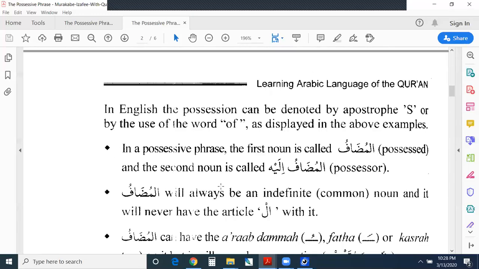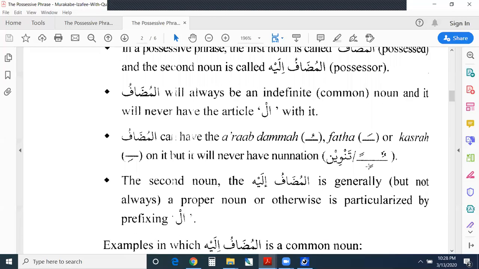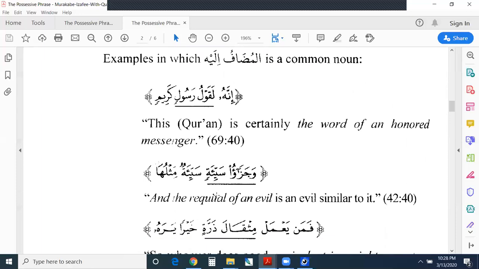Okay. So in English, the possession can be denoted by apostrophe. Remember, I said it can be Zayd's book or the book of Zayd, and by the use of the word of. So we are basically talking about the same thing again. The first noun is known as muzaf, which is the possessed, and the second noun is known as muzaf ilay, which is the possessor. And then we know that it cannot have tanween. We talked about those rules, and it cannot have al.